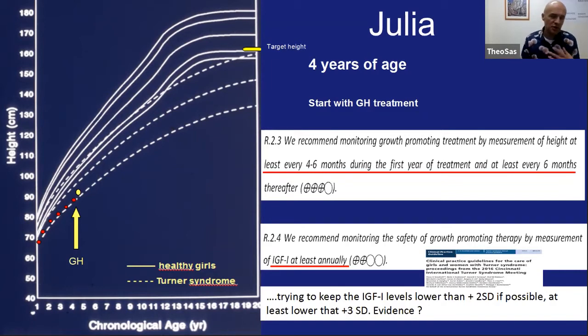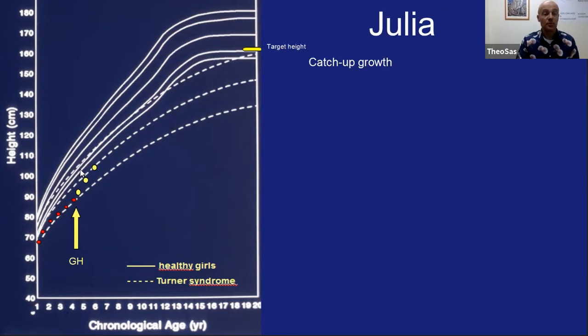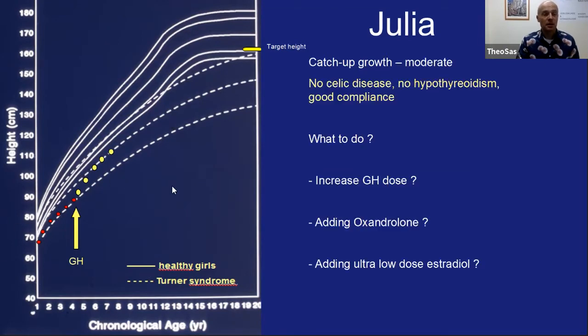We know that there's an association between high IGF-1 levels in the general population and cancer, but there are no studies showing that growth hormone treatment with high IGF-1 levels has problems later on. But because it's not a life-saving treatment, we would like to be careful. So she catches up further, that's nice, but then it declines a little bit. And of course, you have to look for celiac disease, hyperthyroidism, and of course, good compliance. In her case, that's normal.